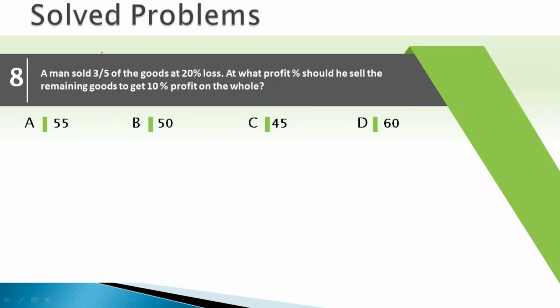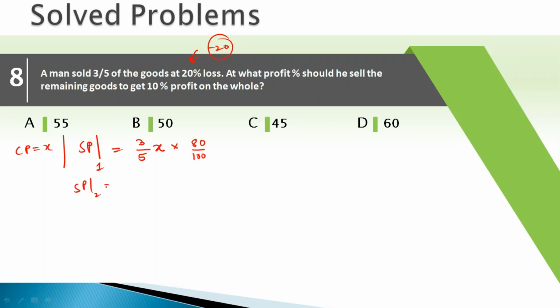This question is, a man sold 3/5 of the goods at a loss of 20%. At what percentage profit should he sell the remaining goods to get a 10% profit on the whole? It's a very important question. Let's consider the total cost price was X. So the selling price of the first lot would be how much? So he sold the 3/5 part only, right? 3/5 of the X into 80%, right? Because he incurred a loss of 20, minus 20 कर दो 100, so we get only 80. So 80% of the CP is the selling price. Loss हुआ है ना, selling price कम होगा, so इसलिए 80%.